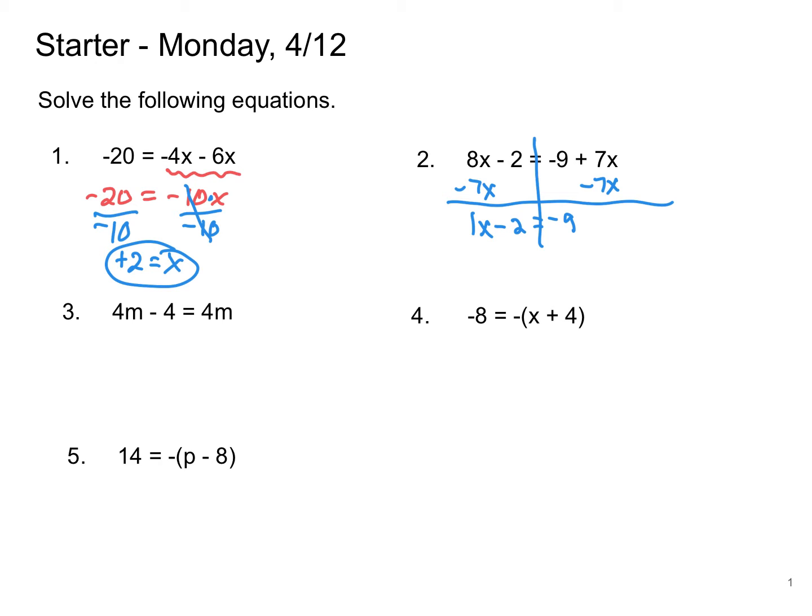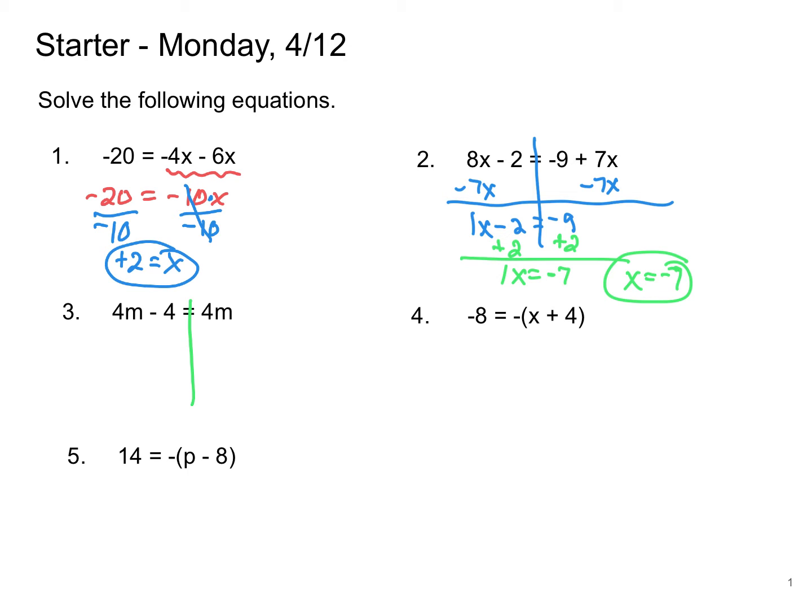And then we want all variables on one side and numbers on the other. So we're going to add 2 to both sides. So then we have 1x equals negative 9 plus 2, which is negative 7. So x, or 1x, equals negative 7.